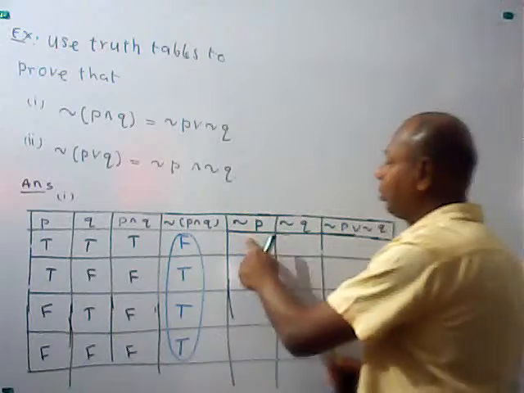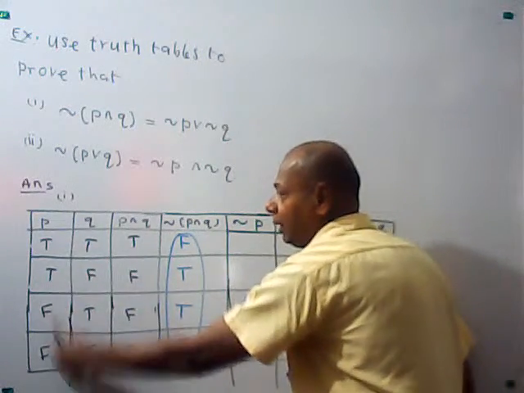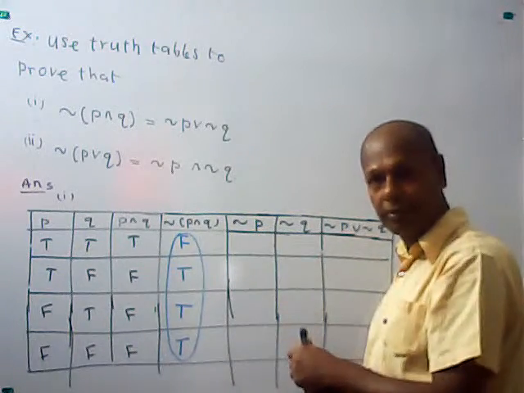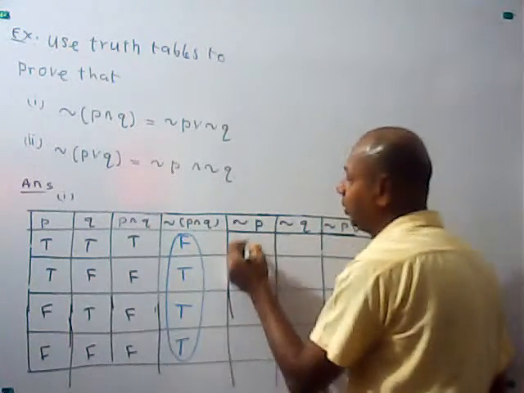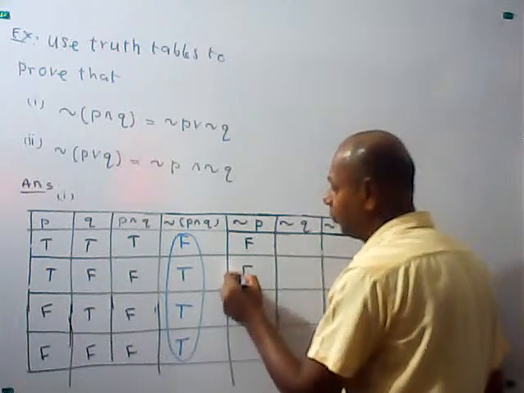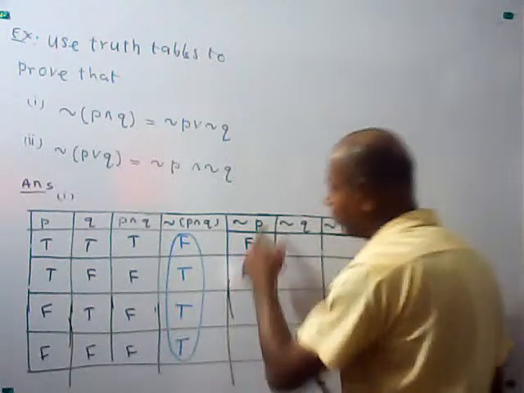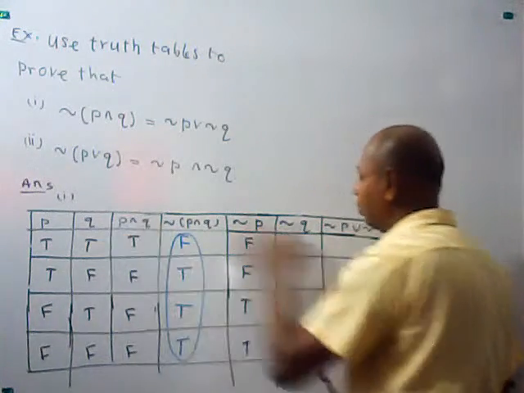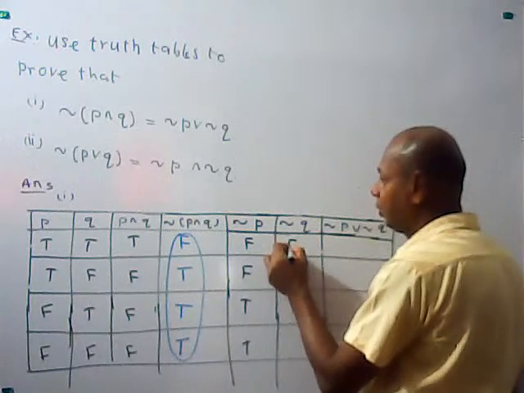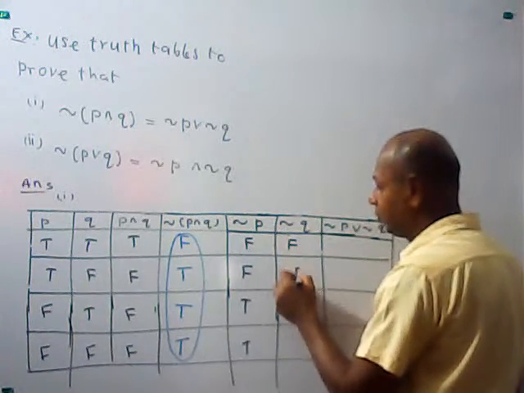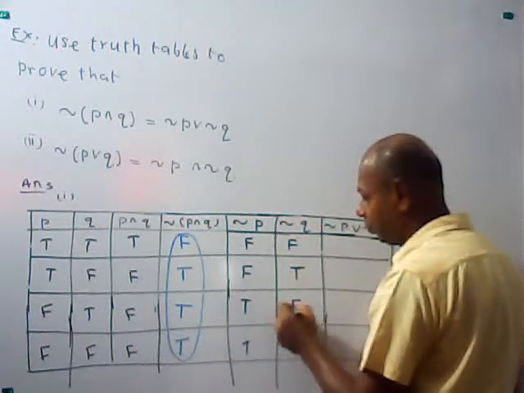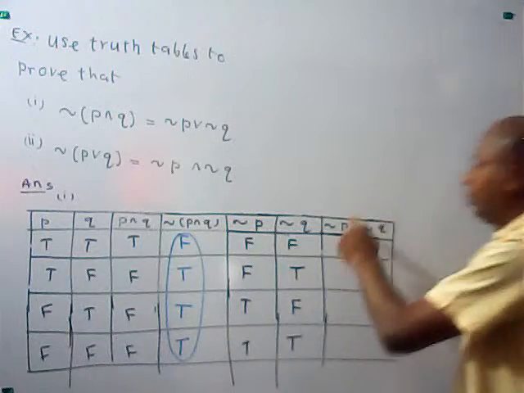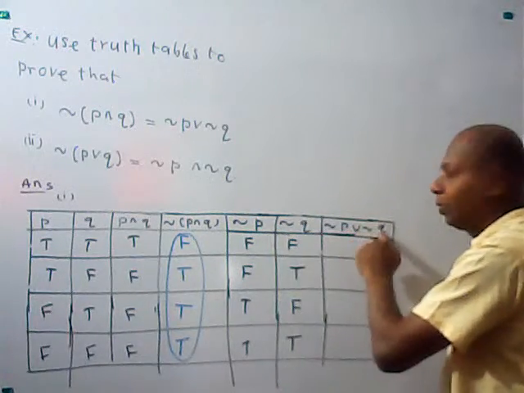Right. Then not P. These are the truth values of P: true, true, false, false. For not P, it is the exact opposite. P is true, not P is false. P is false in these two, not P is true and true. Similarly, Q is true, not Q is false. Q is false, not Q is true.